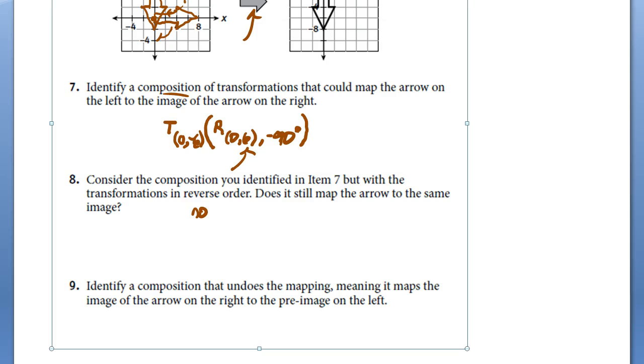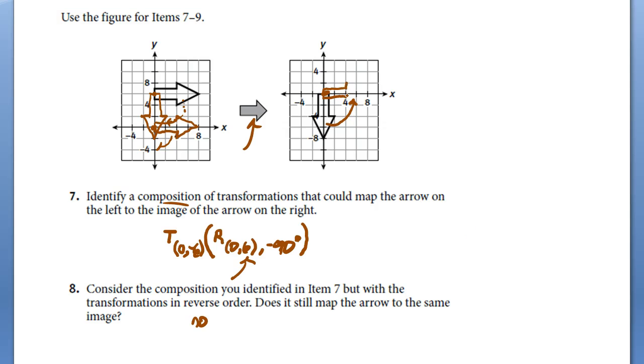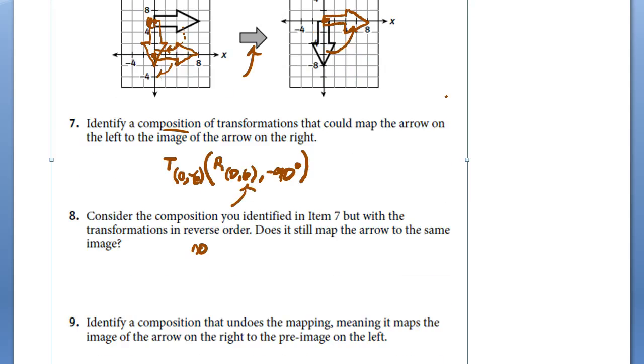Number 9, identify a composition that undoes the mapping, meaning it maps the image of the arrow on the right to the pre-image on the left. How can we get that arrow to be up there? Well, again, there's different possible answers, but we could first rotate it counterclockwise 90 degrees to get it to look like this. And then we could do the slide upwards to get it to the proper height so that that is at the 6. Let's write that out using the symbols.